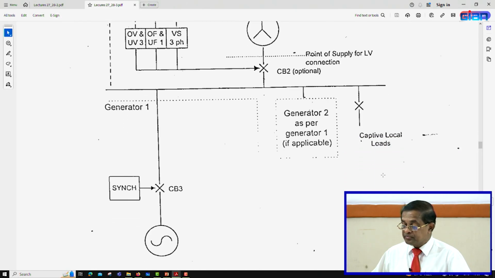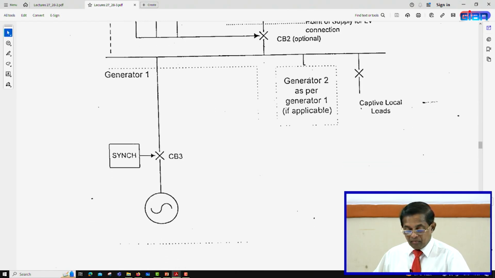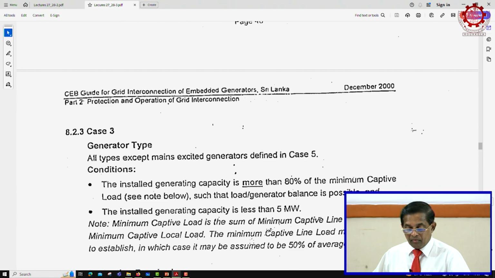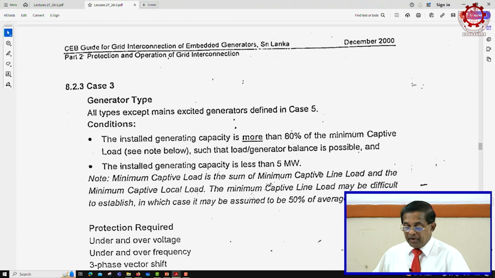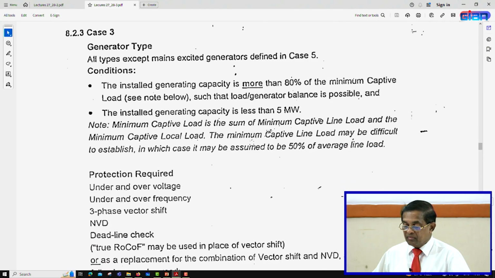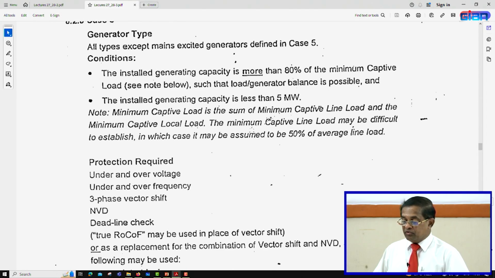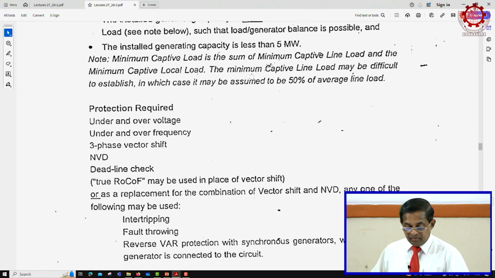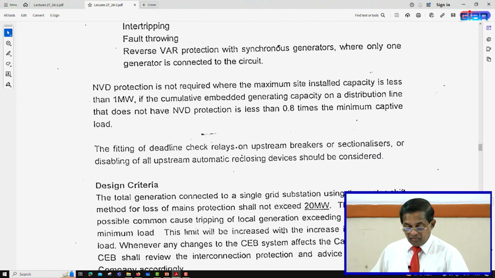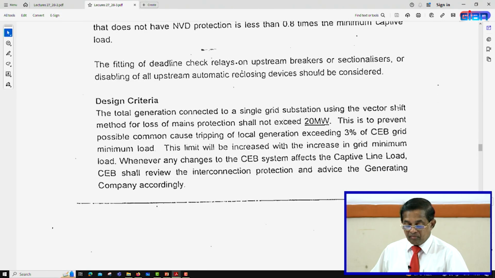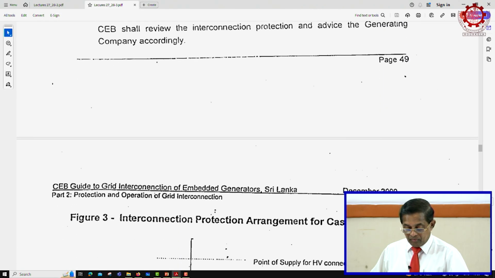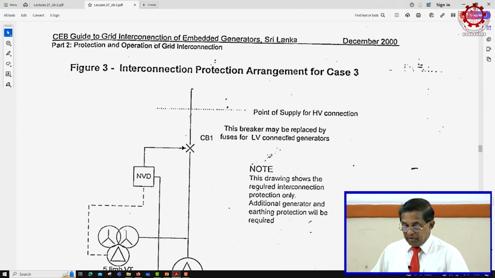Then the case 2 interconnection protection arrangement for less than 5 megawatt and with a captive load. Here you can see the captive load is here, right. There can be one generator or there can be several generators, that is why they have kept the provision as generator 2. Then case 3, all types except mains excited generators defined in case 5. The installed generating capacity is more than 80% of the minimum captive load and capacity less than 5 megawatt. Then what are the protections required for that? And the design criteria. And then the typical protection arrangement for this case.